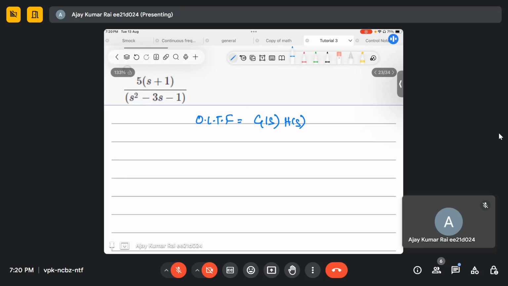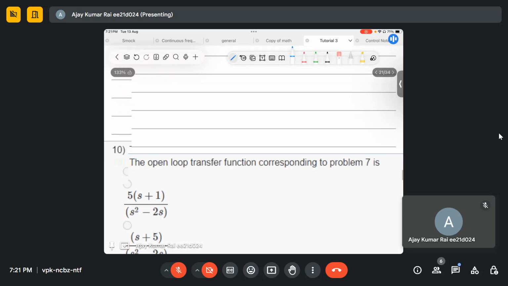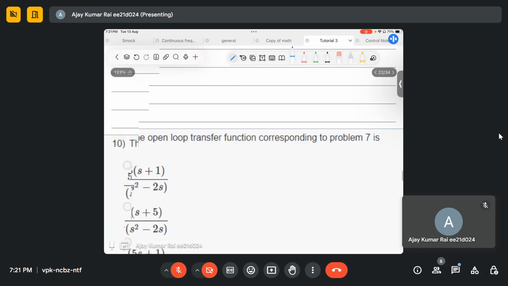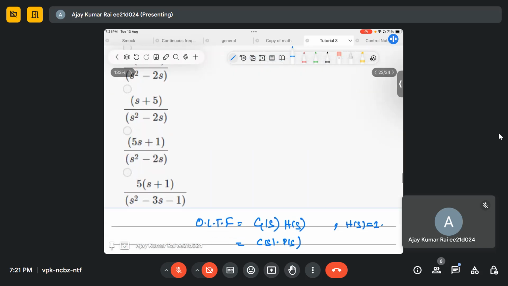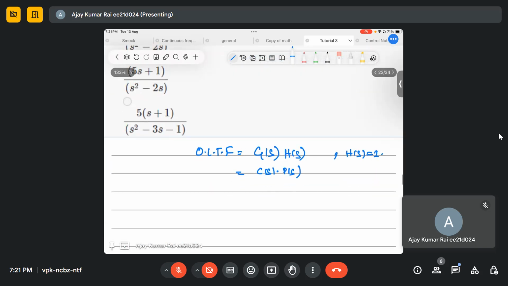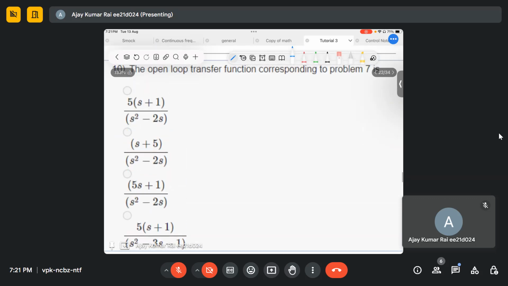Whatever the case, positive or negative feedback. The open loop transfer function is G(s) H(s), and H(s) is equal to 1. This is what C(s) P(s) is. Again, same repetition of the previous question. Both the open loop transfer functions for positive as well as negative feedback will be exactly the same. So here your option will be right.